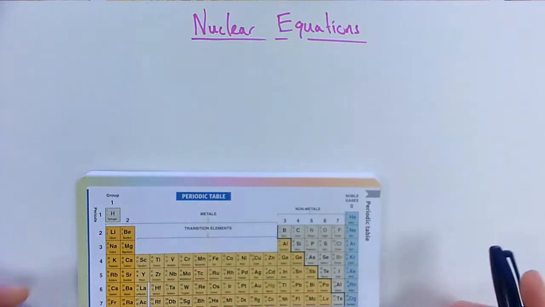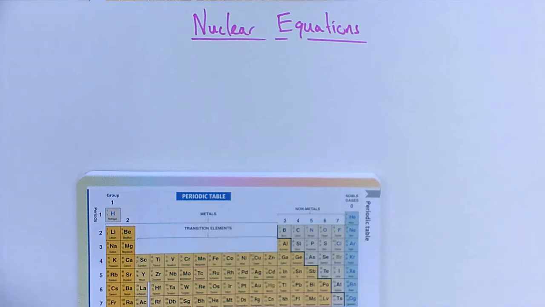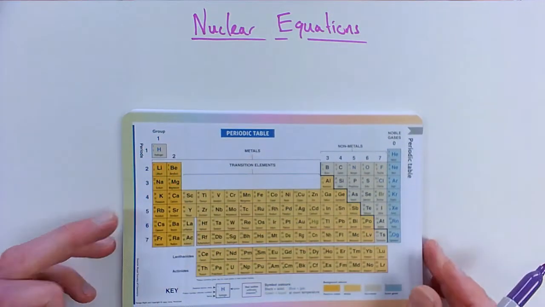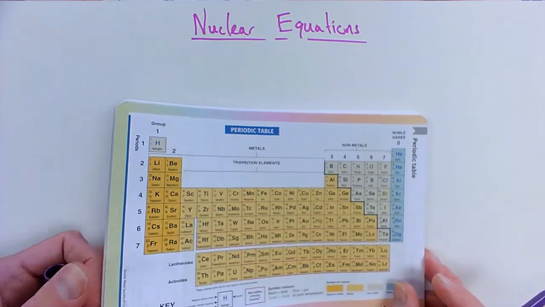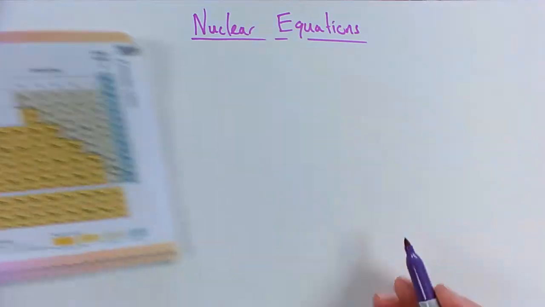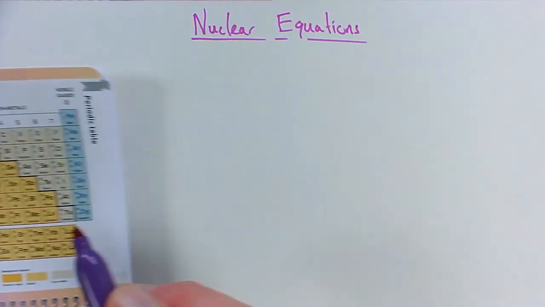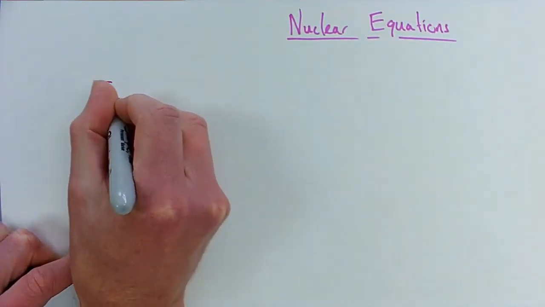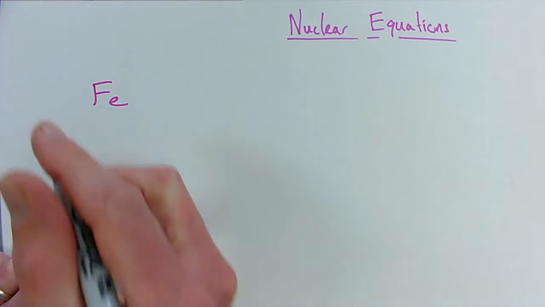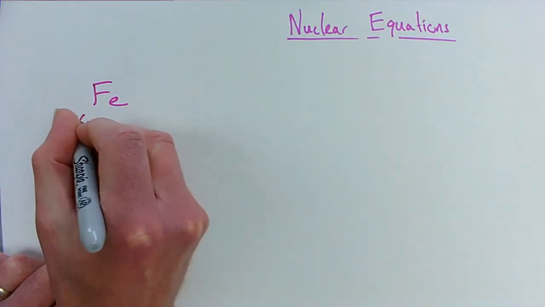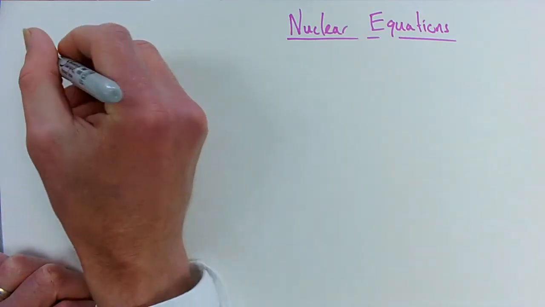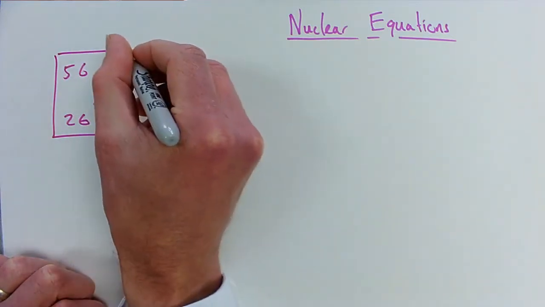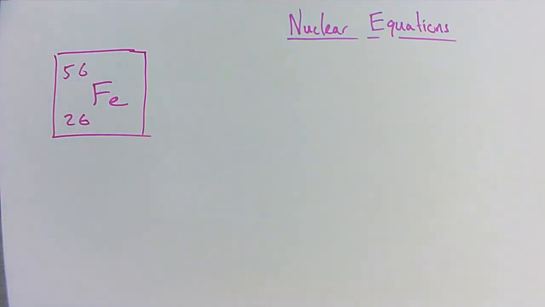Right, the first thing to look at is this periodic table, and just remind ourselves what the numbers on each box represent. So let's go for iron, just as an example. We've got iron, we can represent it like this: we've got the symbol, a number at the bottom here, and a number at the top here. And there's iron on the periodic table.